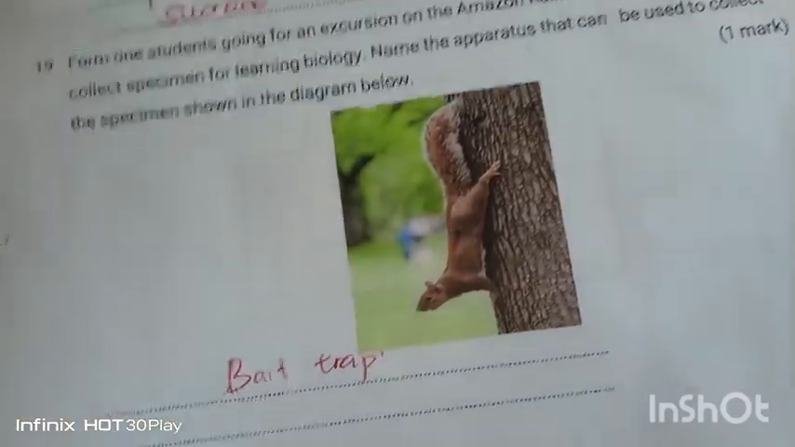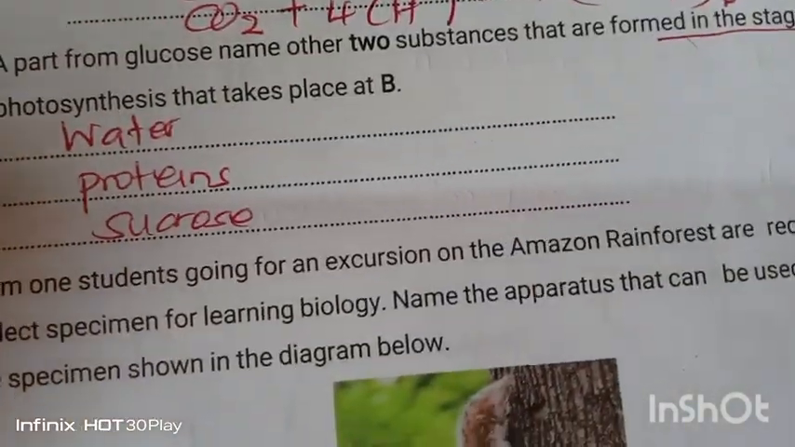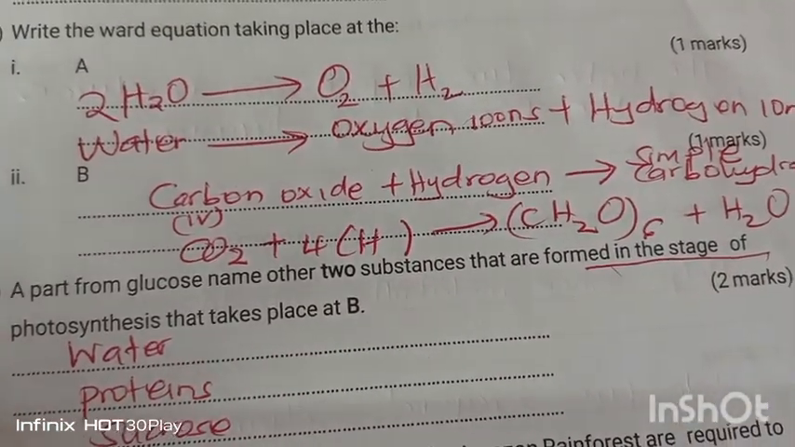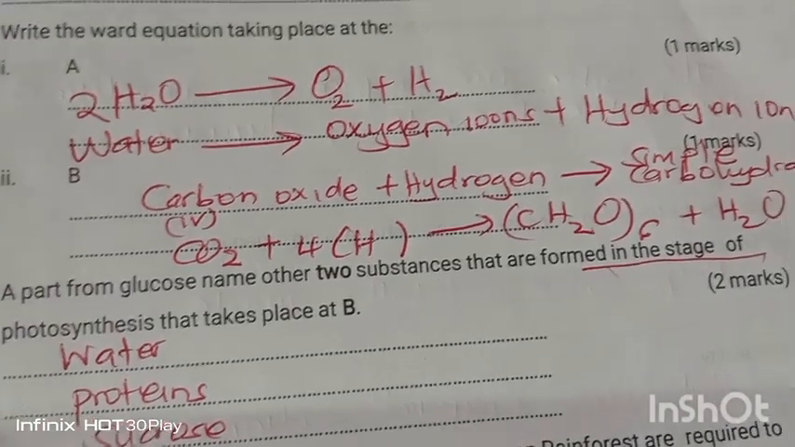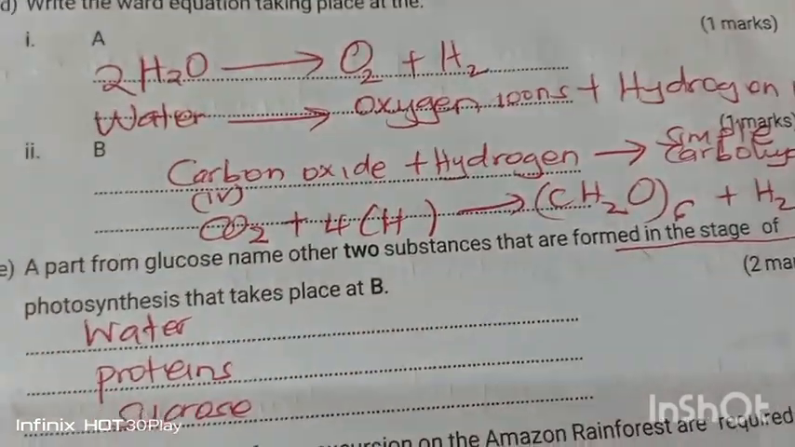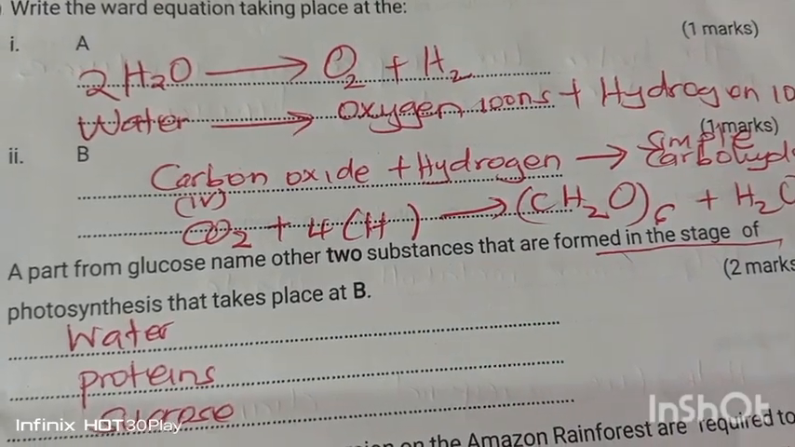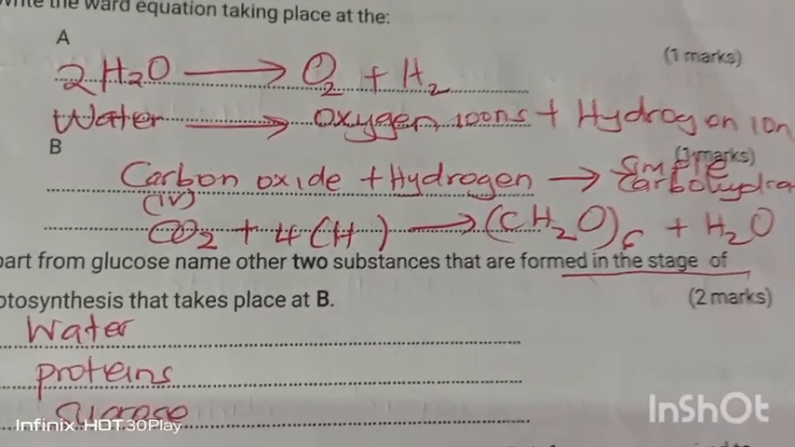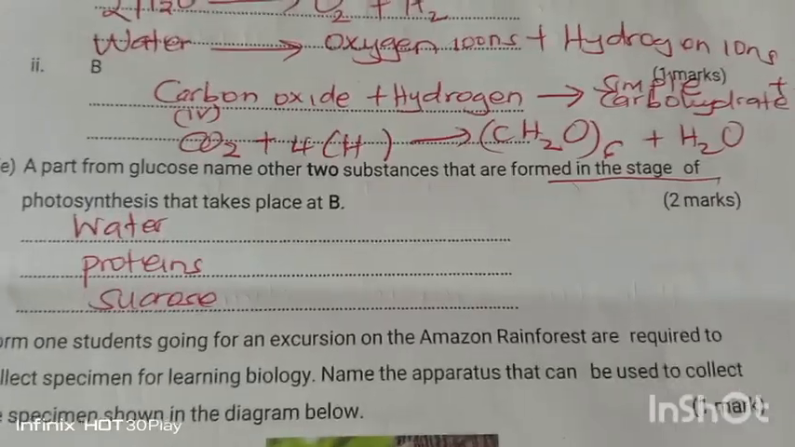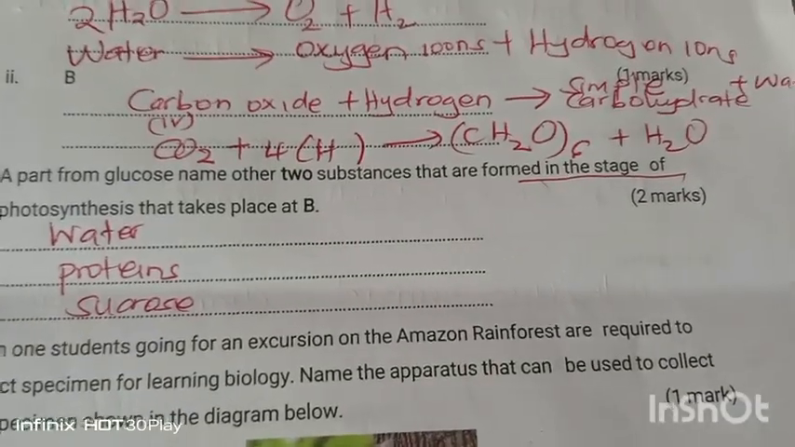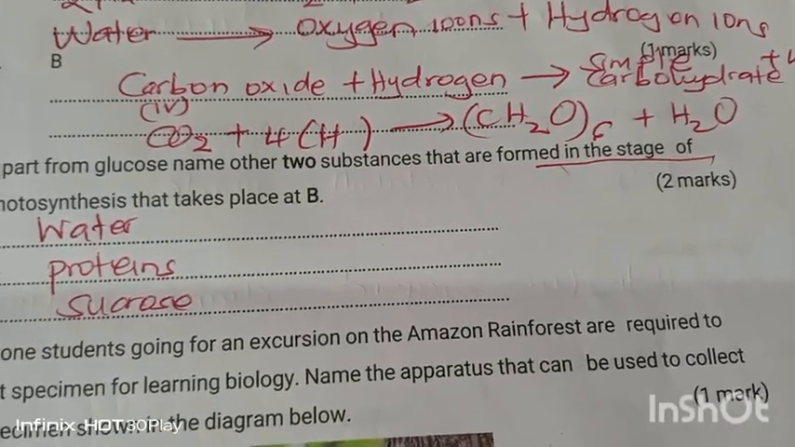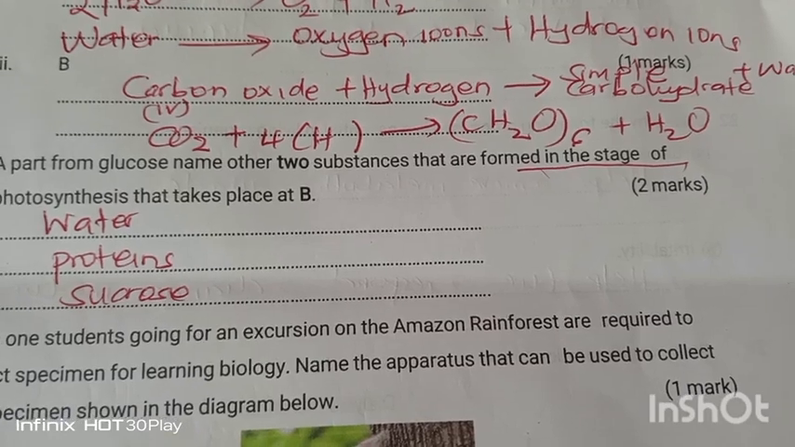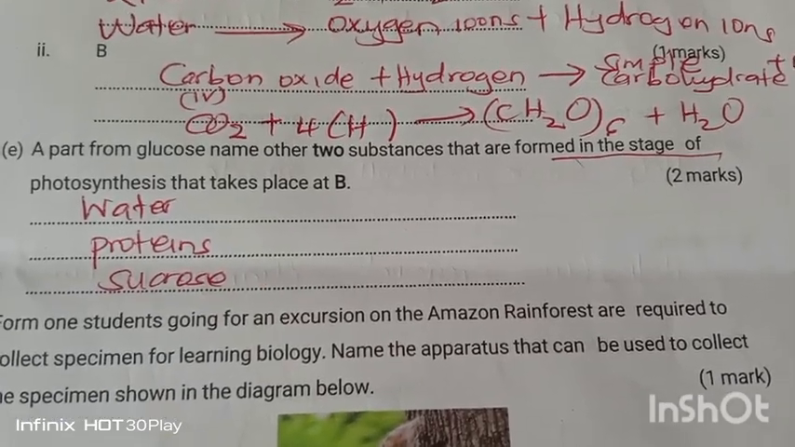Then we move on to this question. You are asked to write an equation for the reaction that takes place at A. A is the granum, where the light stage of photosynthesis takes place. Water molecules are broken down into oxygen atoms and hydrogen ions. B, carbon dioxide fixation, that is in the stroma, where carbon dioxide is combined with the hydrogen ions to form a simple carbohydrate or a simple sugar.